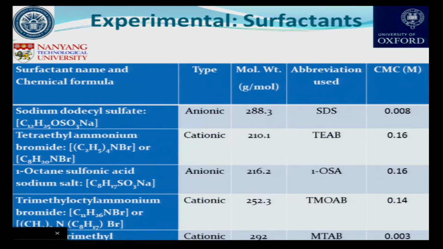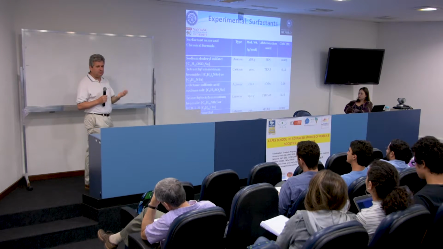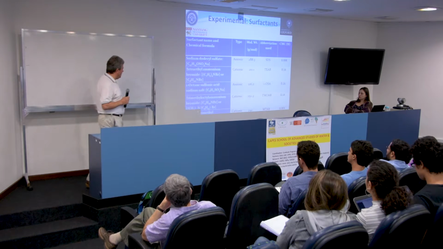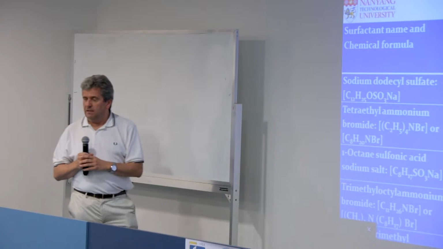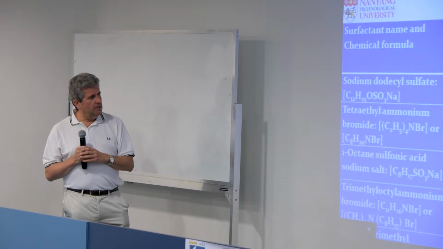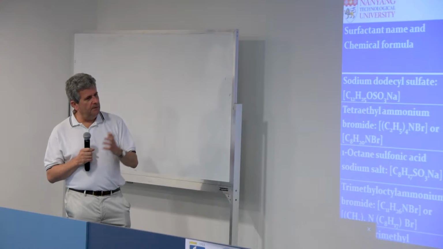A couple more here. This is octane sulfonic acid. So this is another anionic material. And then here I've got trimethyl octyl ammonium bromide. So there's a lot of things that you can play around with. You might also use things like fatty acids or natural surfactants, which have the advantage that they're likely to be less toxic to the microbes, whereas we know that certain kinds of cationic surfactants, particularly ones that have branched chains, are rather toxic and are very difficult to break down, in fact, in the environment. So those were the things that were used in the study.